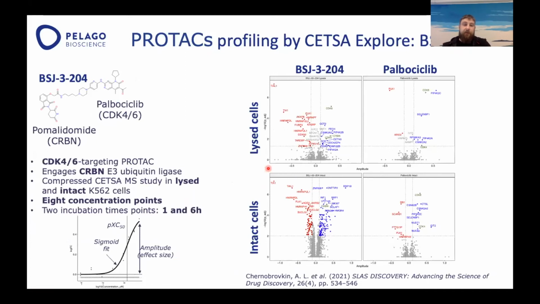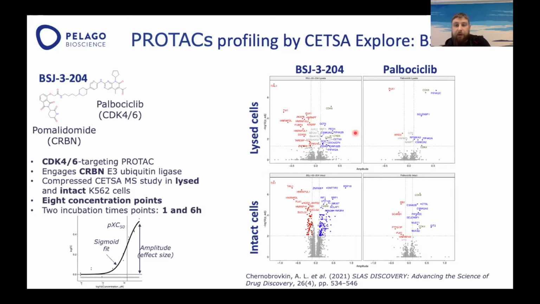Yet another example, we applied CETSA MS to profile a PROTAC molecule, which consists of the pomalidomide as the E3 binding moiety and the palbociclib as the CDK4/6 specific binding moiety. And this PROTAC molecule is a specific CDK4/6 degrader. And in this experiment, we profiled palbociclib alone and the PROTAC molecule. And we've done this in both intact and lysed K562 cells.